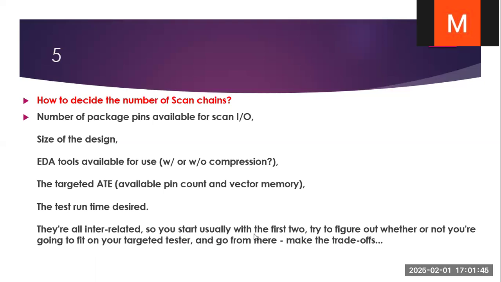You can usually start with the first two, try to figure out whether or not you are going to fit on your targeted tester, and make the trade-off. It is a trade-off: tester time, number of IO pins, size of the design.